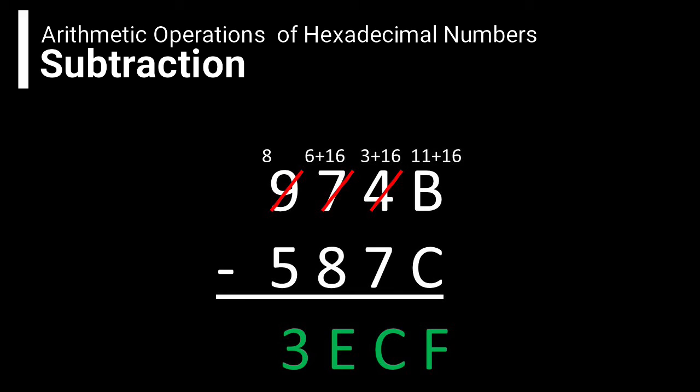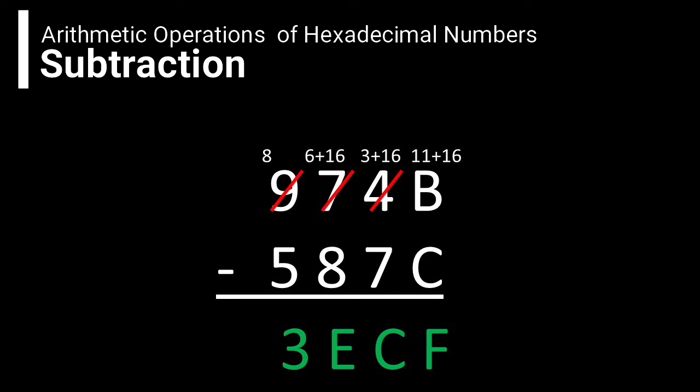B minus C will become 11 minus 12. It will become negative, so we need to borrow from 4. Then 4 will become 3. Then 11 plus 16 is equal to 27. 27 minus 12 is equivalent to 15. 15 is F. Okay, next 3 minus 7 cannot be, so we need to borrow again from 7. So 7 will become 6. Then 3 plus 16 is equivalent to 19. Then 19 minus 7 is equivalent to 12, which is C.